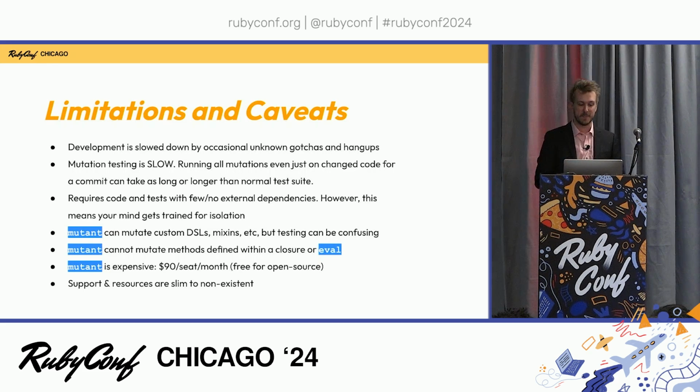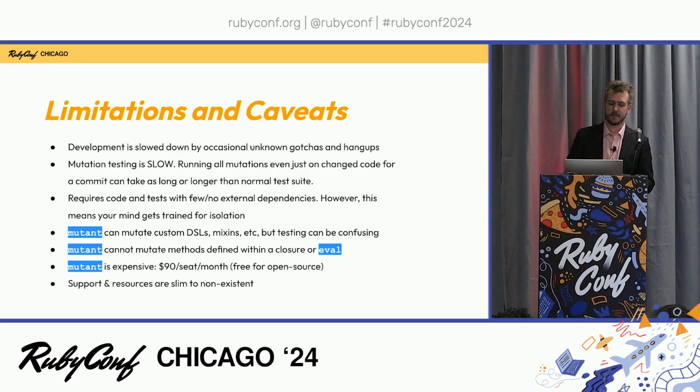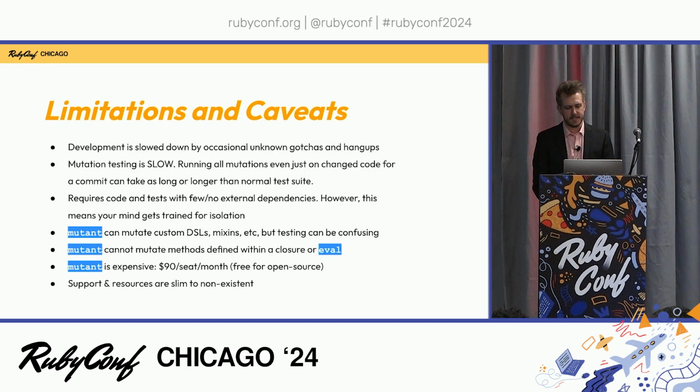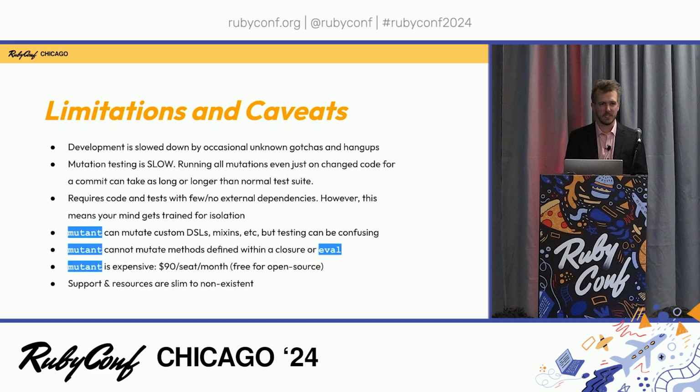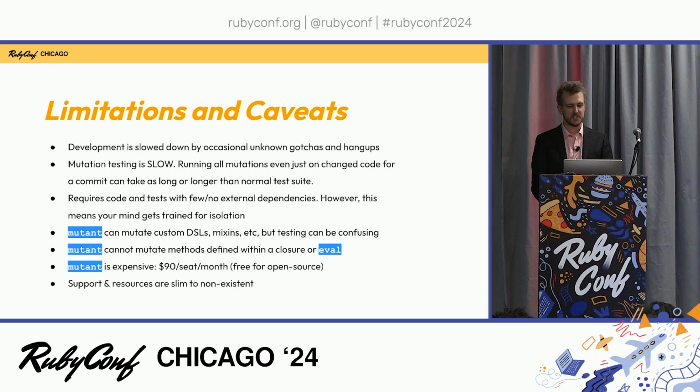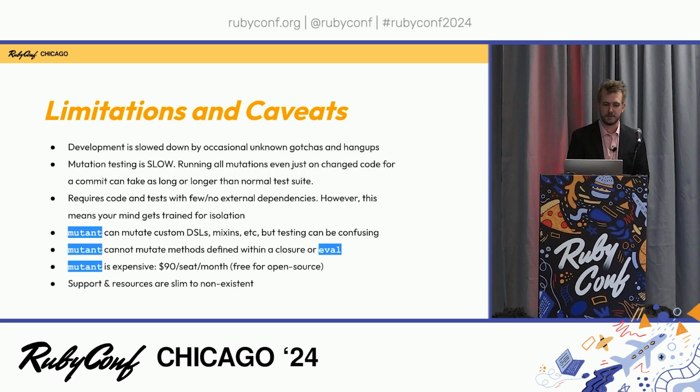Lastly, it's quite expensive, actually. The gem itself costs $90 per seat per month, although it is free for open source. And support and resources out there can be slim to non-existent. There aren't a lot of companies or coders really doing this as far as I know. But I would say this leaves some opportunity for someone to go experiment, write some blog posts. You can be the face of Mutant for the future.